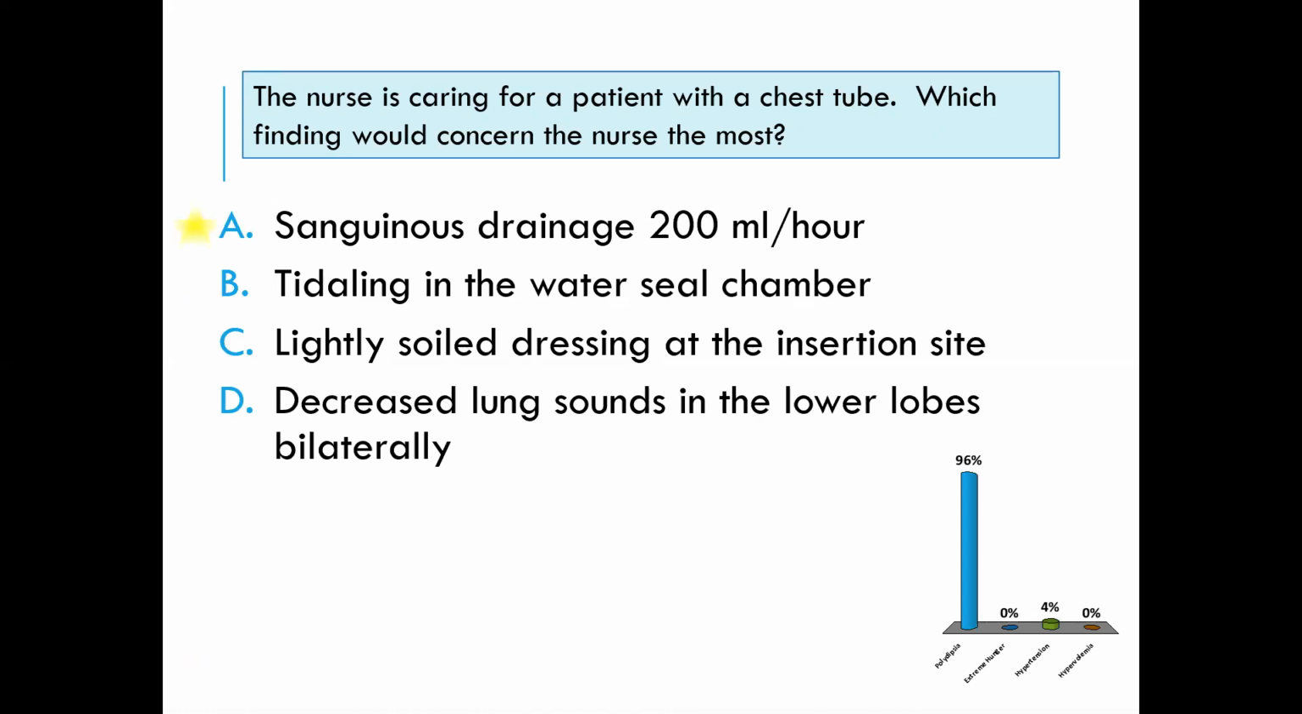So one of the complications you're going to learn about is excessive drainage, excessive bleeding. When you get to this section in your lectures, you're going to see that sanguineous drainage over a certain amount is not something that's good, and it would be concerning to the nurse. Some of the other findings are normal with patients with a chest tube or are indicative of the reason why they even have the chest tube in the first place.